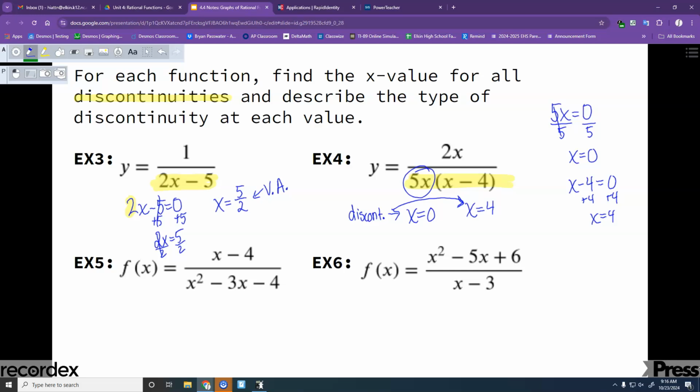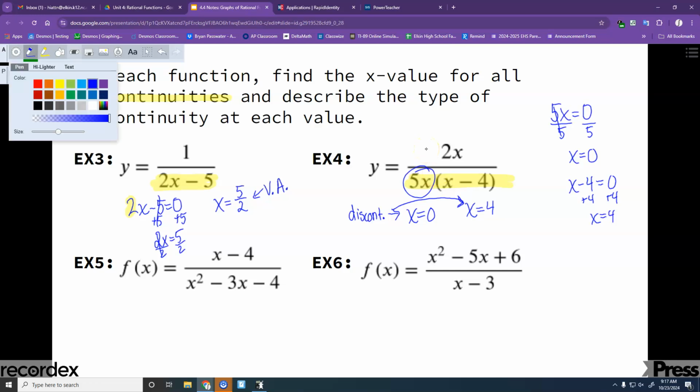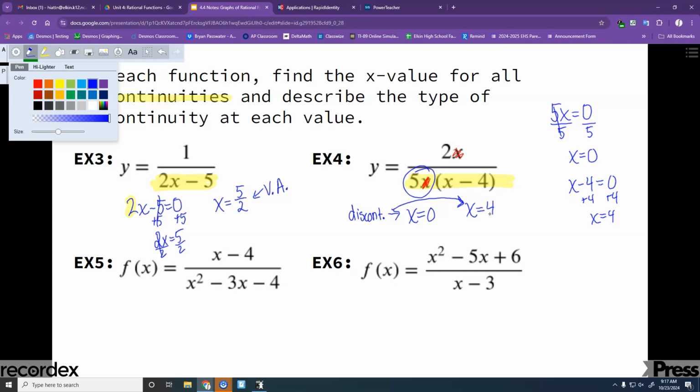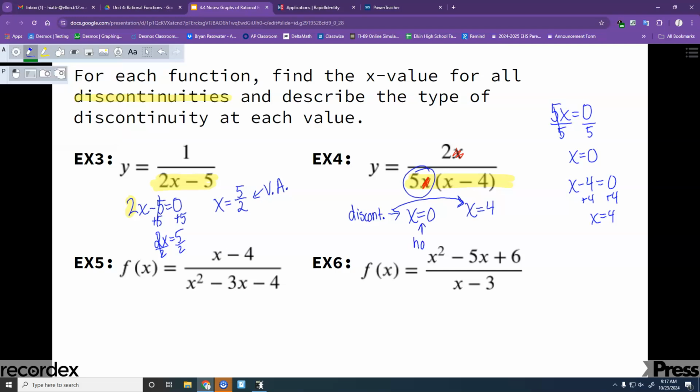So, what causes a hole? If it cancels, okay? Does anything cancel here? Look at the equation. Think about simplifying. If I'm simplifying that, is there anything I can mark out? Anything I can cancel? The x's can cancel, because this x right here can cancel with this x right here. Which one did that go with? The 0 or the 4? It went with the 0. So that means this one is your hole, or your removable discontinuity. Right?